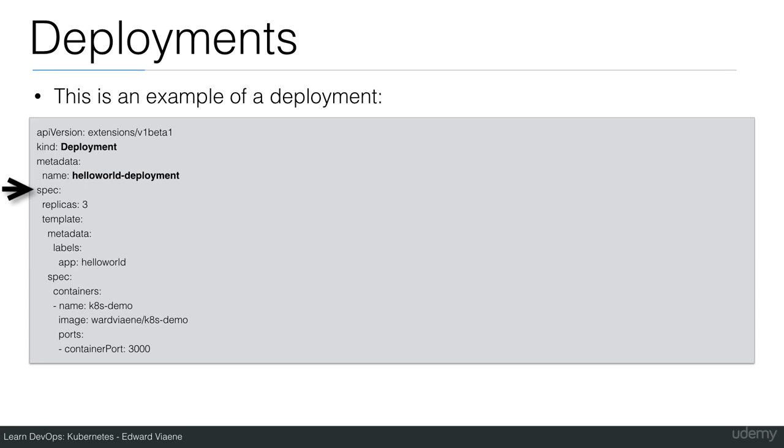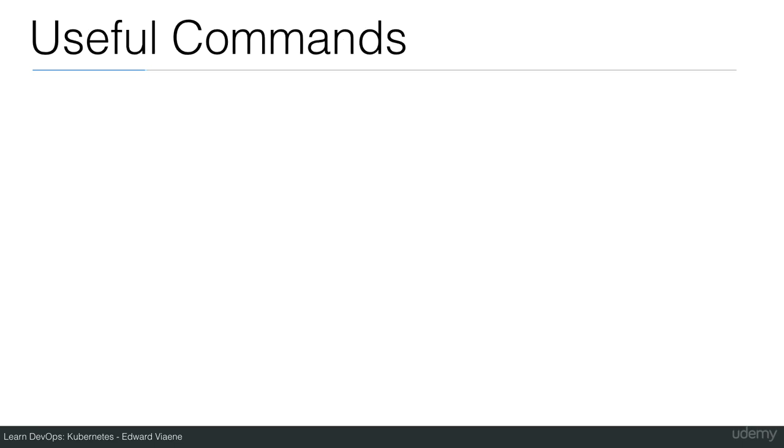Then we have the spec. I'm going to run 3 replicas of this pod and the template is below. The template has again metadata. There's a label. The label says app is hello-world. In the pod specification, we have 1 container, still our Kubernetes demo, still the same image and still the same port. So that looks very, very similar to all the other things that we have seen earlier, but I will now show you what the deployments really can do for you.